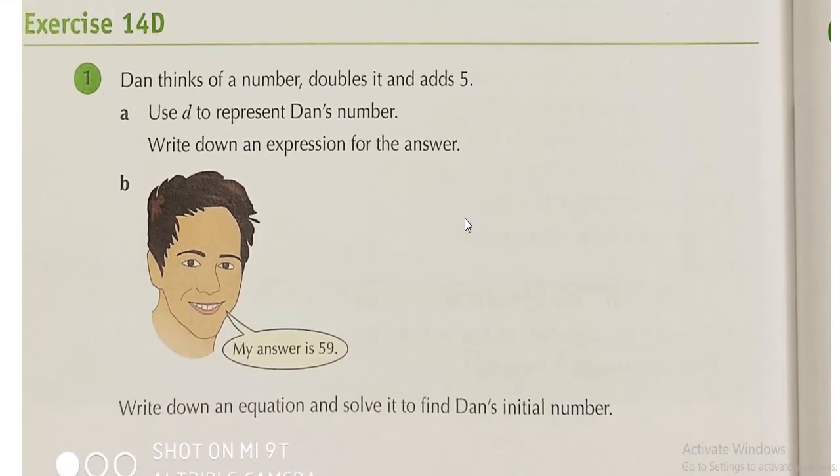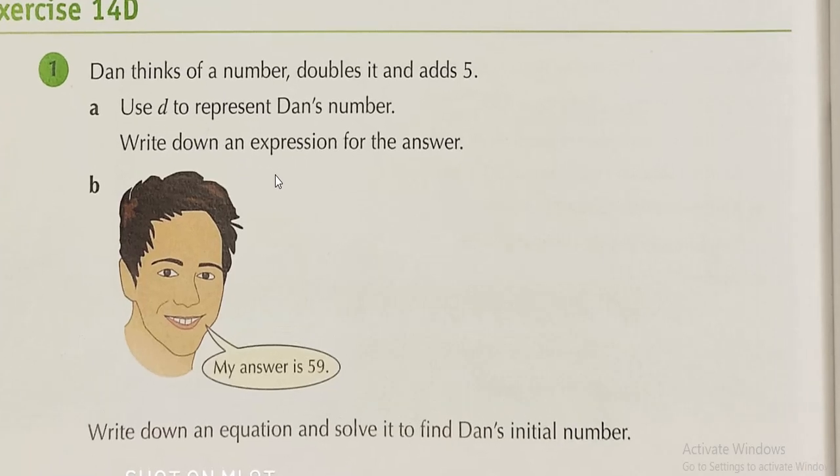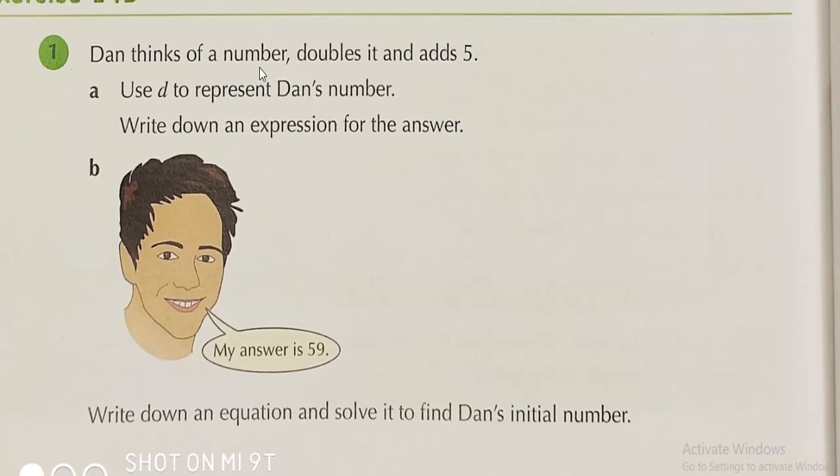Exercise for using algebra to solve real-life problems, setting up the equation and finding the variable value: Exercise 14D from page 278. Exercise number 1, with the same concept. Dan thinks of a number, he doubles it, and then adds 5. Use D to represent Dan's number.